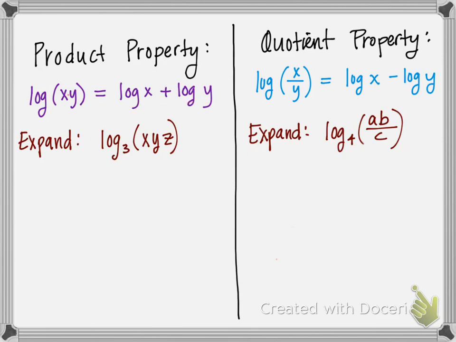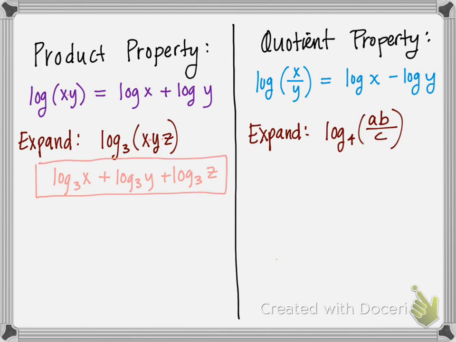So inside our argument here, for the one that we have to expand, log base 3 of x times y times z, there are 3 different parts, or 3 different variables, on the inside. So when we expand this, we're going to be separating each variable with its own log. So I would have log base 3 of x plus log base 3 of y plus log base 3 of z. So this would be the expansion. Again, each variable on the inside, or each part, gets its own log.